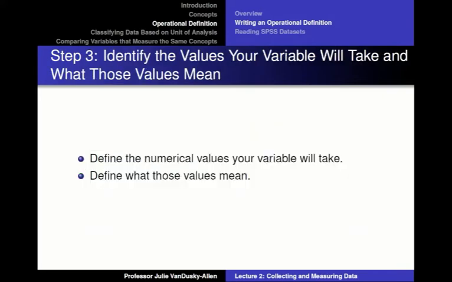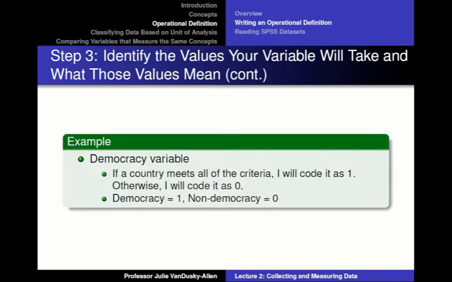One observable and measurable way leaders can be held accountable is having to face re-election at fixed intervals. The next step in creating an operational definition is identifying the values your variable will take and what those values mean. For example, with our democracy variable, we can make a rule that when we identify a country as democratic, meaning it has free and fair elections and leaders face re-election at fixed intervals, we can give it a value of 1, and all other countries will receive a value of 0.